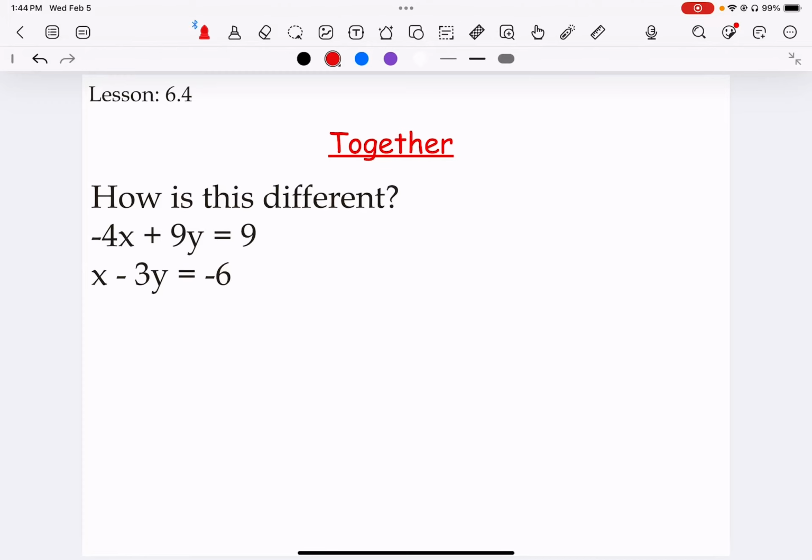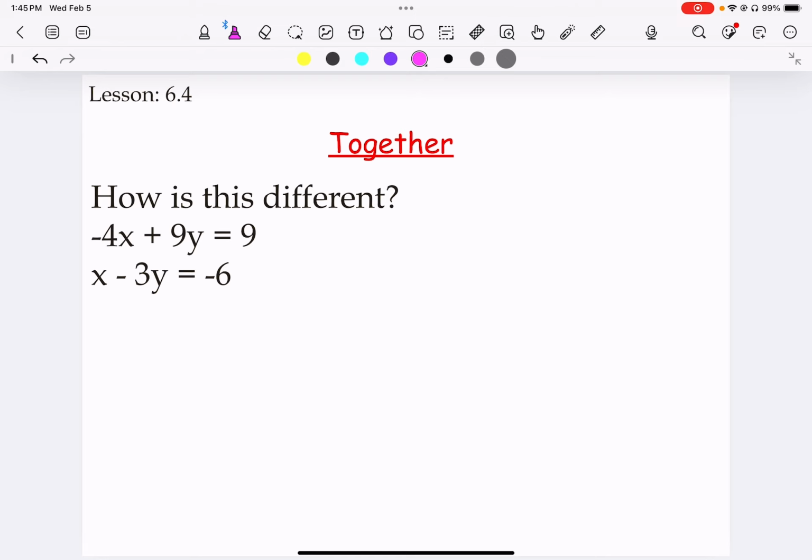This lesson is on solving systems of equations using elimination, but there's going to be an extra step. When we first look at this, we notice that our equations are lined up, so I'm going to use elimination. But I notice that my x's do not have the same coefficient, and my y's do not have the same coefficients. So in order to get one of the variables to have the same coefficient, I can multiply both sides of an equation by a number to get them to be the same.